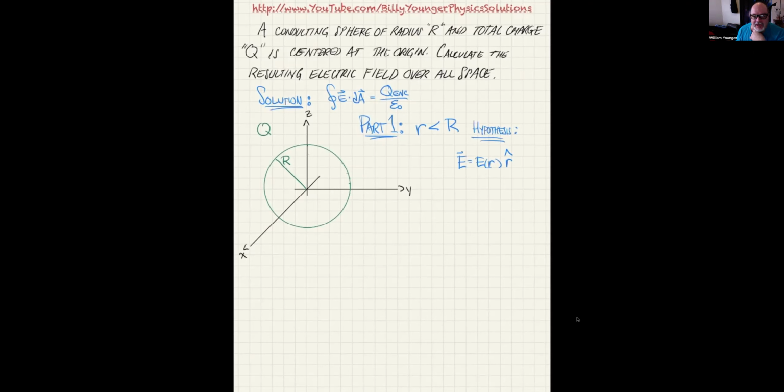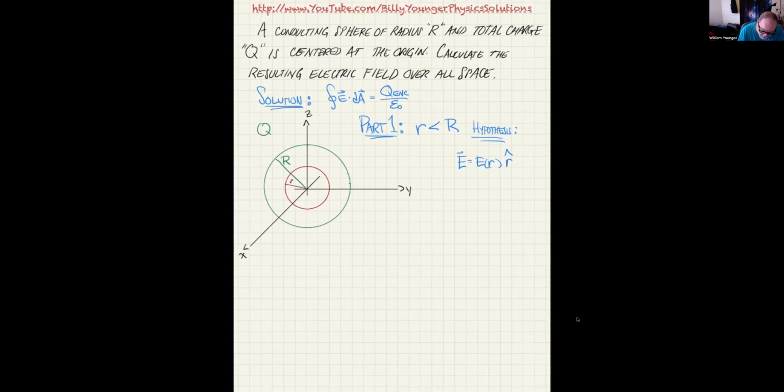What I've now made is a hypothesis about what I suspect the electric field is going to be. And now I've already decided that we're doing r less than big R. So I'm going to create a Gaussian surface, and this time the Gaussian surface is also a sphere. Its radius happens to be little r, which is in fact smaller than big R. So right here I'll draw this little line and say this little line is little r.